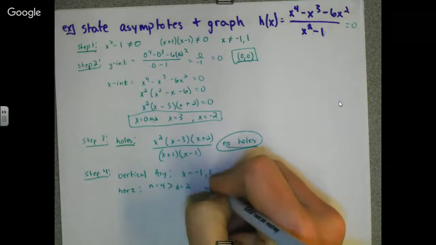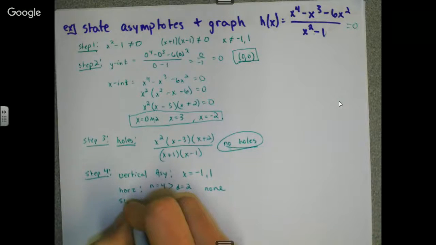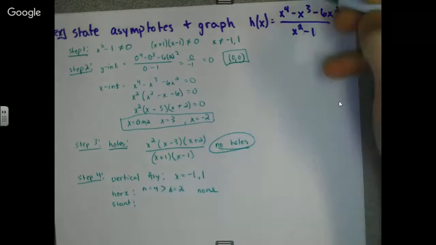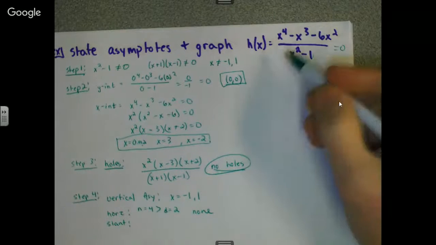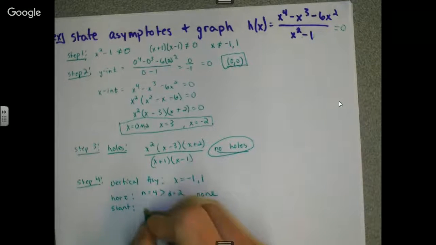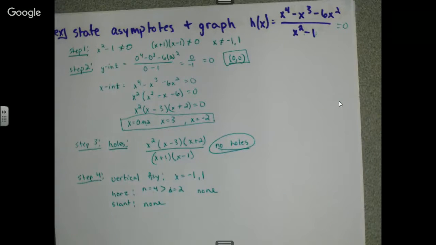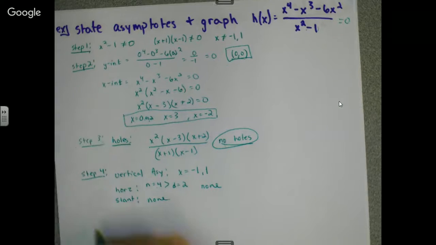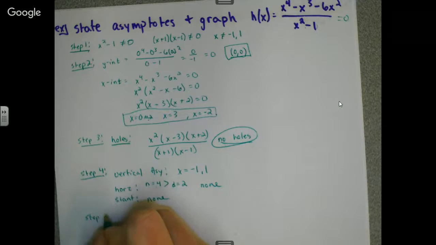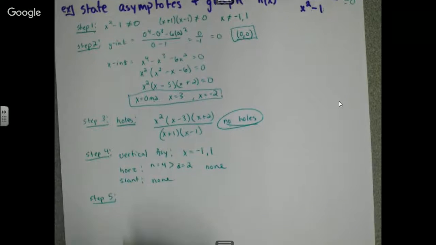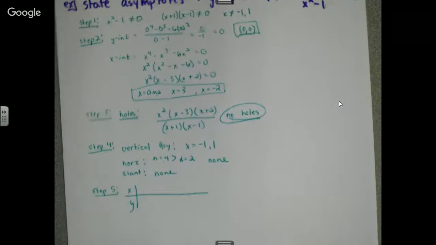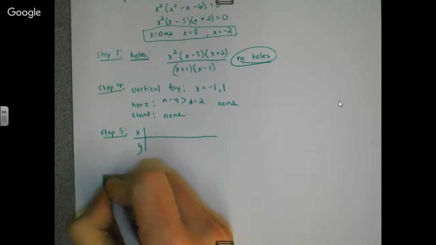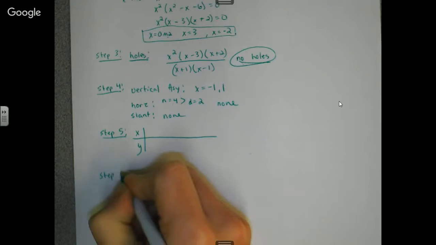So none. In slant, remember, they have to differ by 1. Well, those differ by 2 degrees, so there is none. All right. Step 5. Additional points. So we'll kind of outline this X, Y here. We'll fill in some of those here in just a second. Step 6. Sketch.